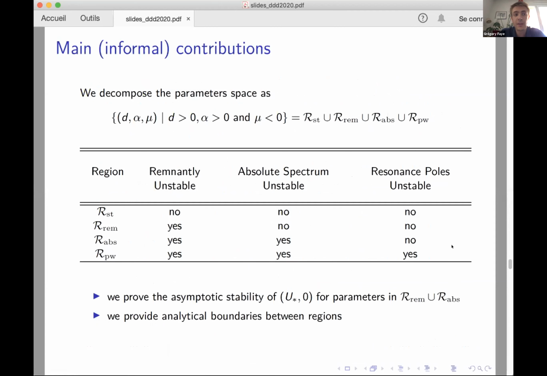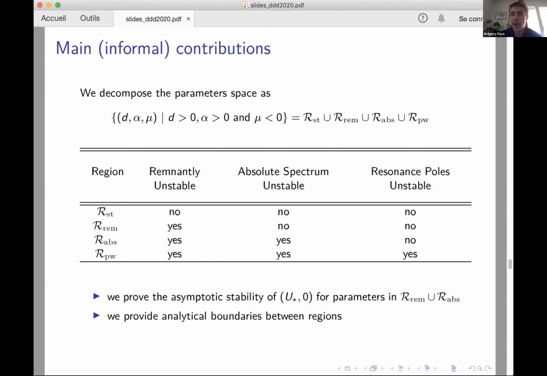So here by parameter space, I mean d alpha positive, mu negative, into four sets that I call R_ST for stable, R_REM for remnant, R_ABS for absolute spectrum, say, and R_PW for pointwise unstable. The first region is where the zero state is stable. So it's not remnantly unstable. There is no unstable spectrum and no resonance pole. R_REM is when you're remnantly unstable, but you get a stable absolute spectrum and no resonance pole.